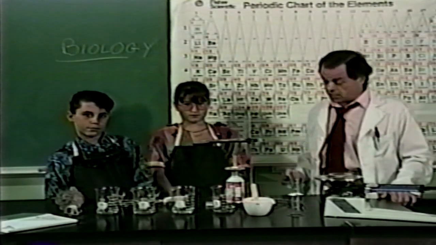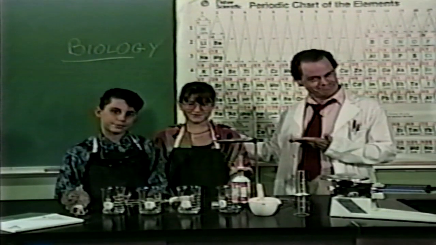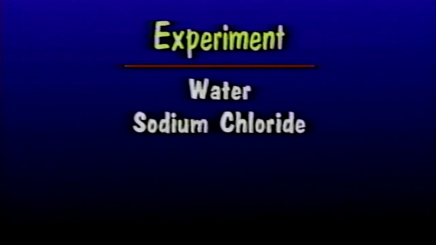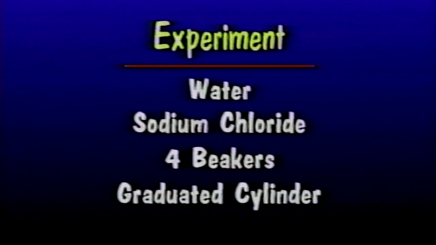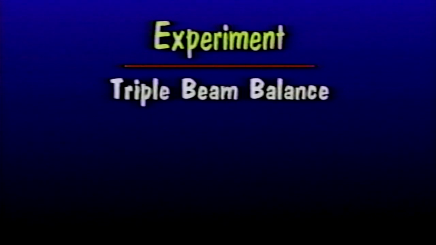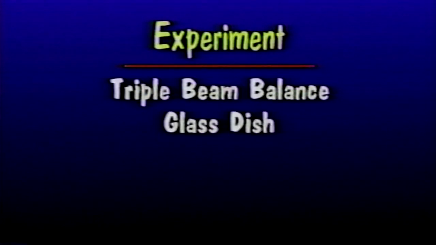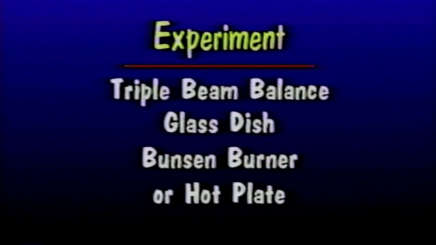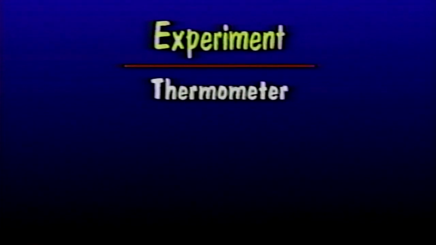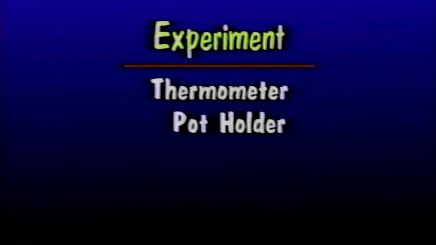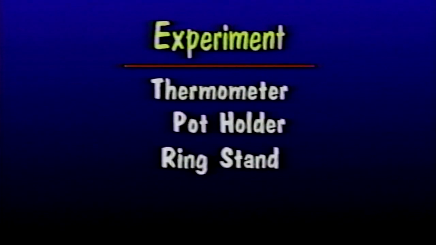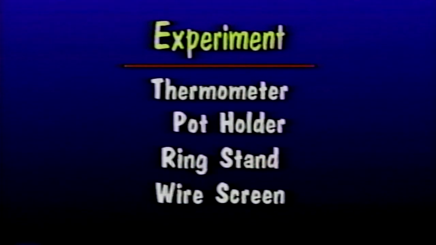My assistants today are Brian and Nina. For this experiment, we will need water, sodium chloride, 4 beakers, a graduated cylinder, a triple beam balance, a glass dish, a Bunsen burner or a hot plate, a thermometer, a pot holder, a ring stand, and a wire screen.